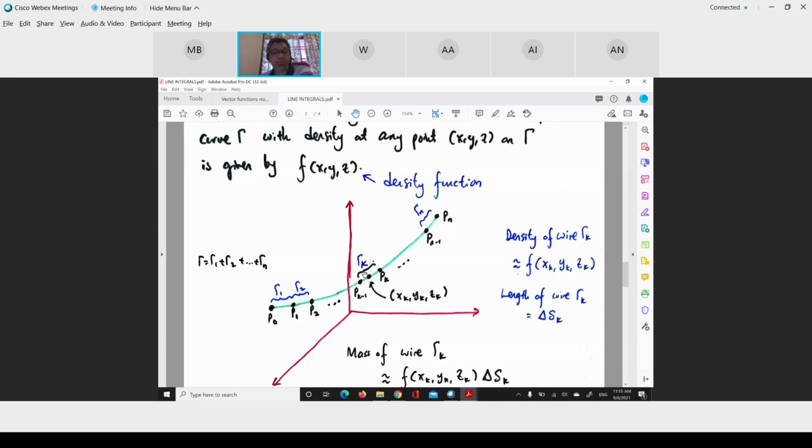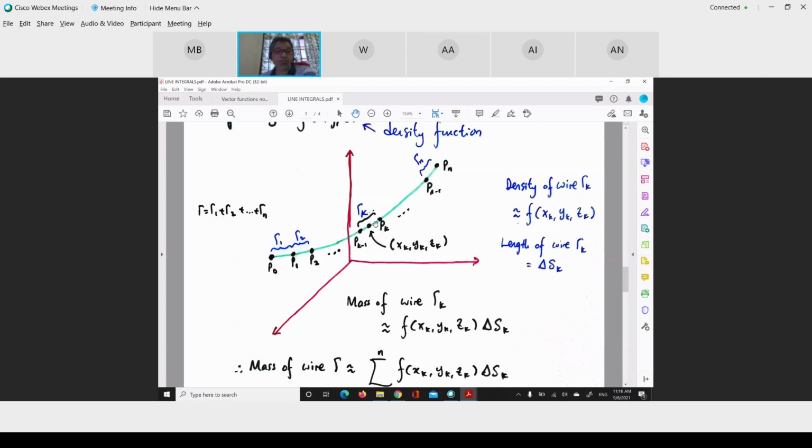Let's focus our attention on this gamma k. There are many points between pk minus 1 and pk. Let's choose a representative point of gamma k as xk, yk, zk. Then the density of the wire gamma k is approximately equal to the density at the representative point, f at xk, yk, zk. And what is the length of the wire gamma k? We use the letter s, so let's denote it as delta sk.